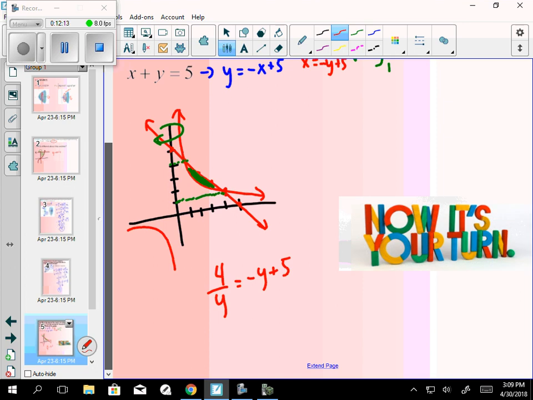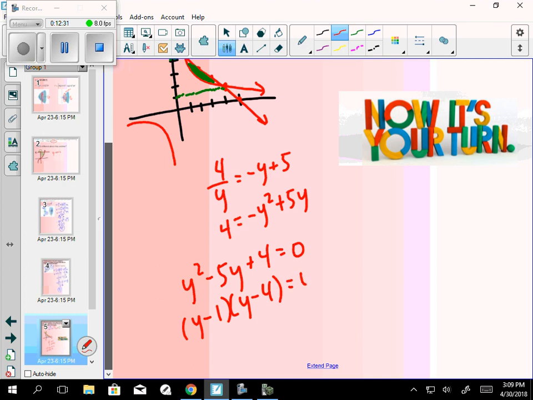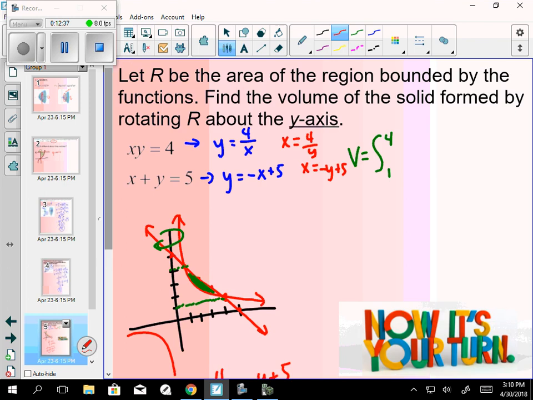and solve it, you could times both sides by y. And so if we times this by y, it's going to be negative y squared plus 5y. Let's move everything to the same side. And then if we factor that, that's going to factor to y minus 1 and y minus 4. And so it looks like the two places that they do intersect is 1 and 4. So it looks like we did have them right from the graph there.